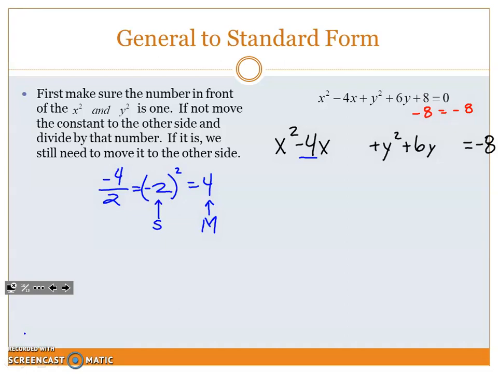Okay? So since 4 is my magic number, that means I need to add it in on this side of the equation. And when I add that 4 in, that's going to force this x to factor into an x something squared. Okay? So what goes in there with the x? Well, that would be my secret number. So this becomes an x minus 2 squared. Okay? So I found my magic number with my x's.